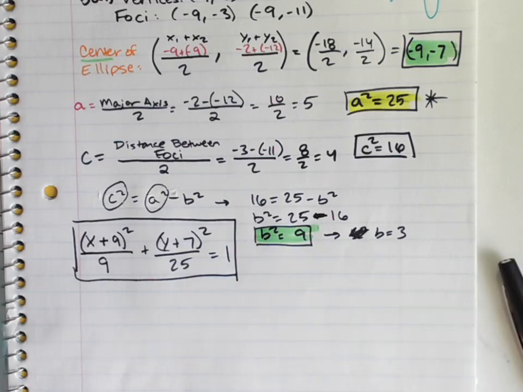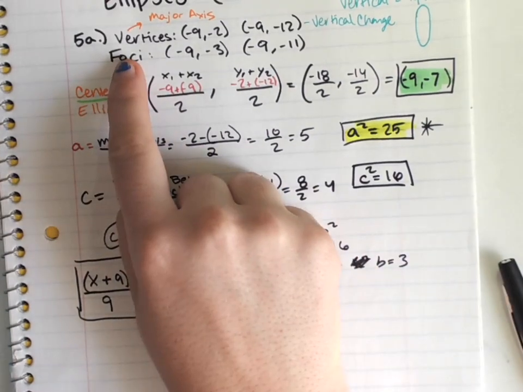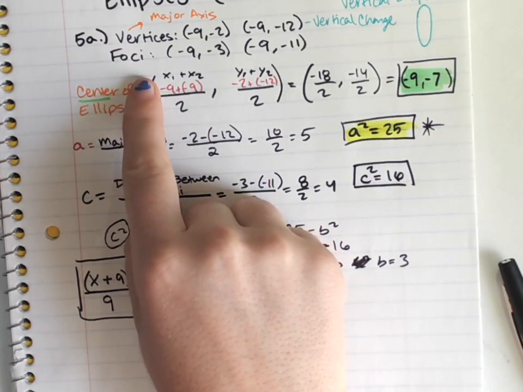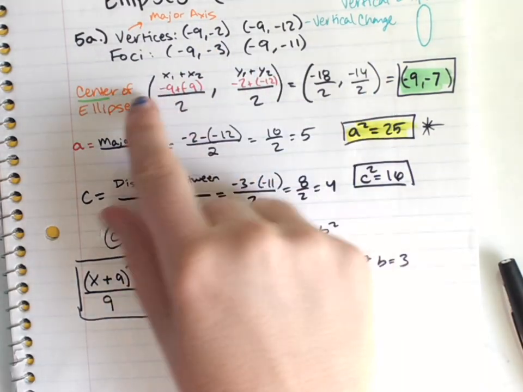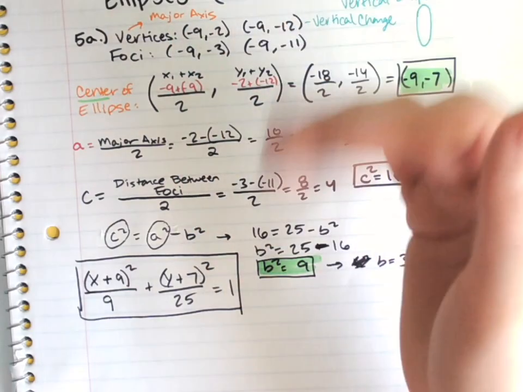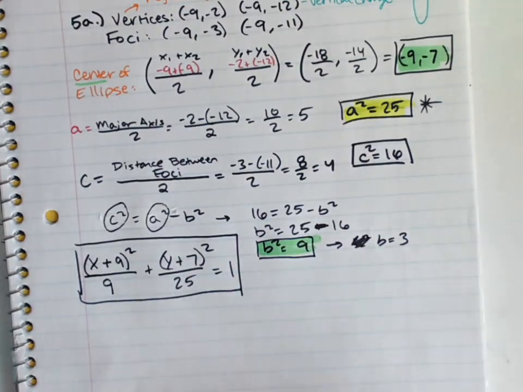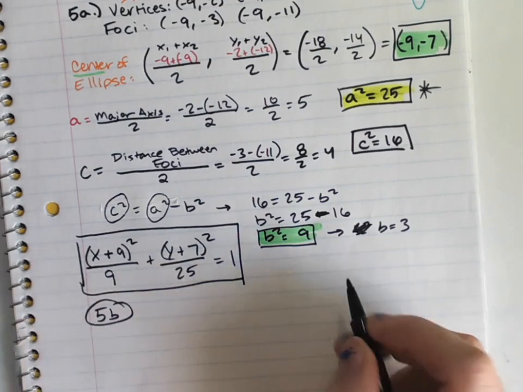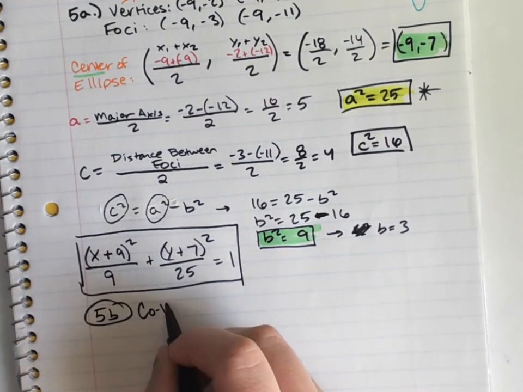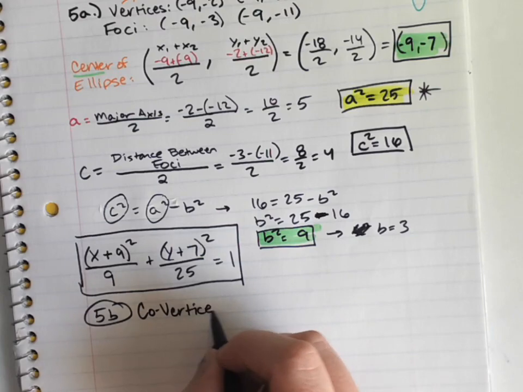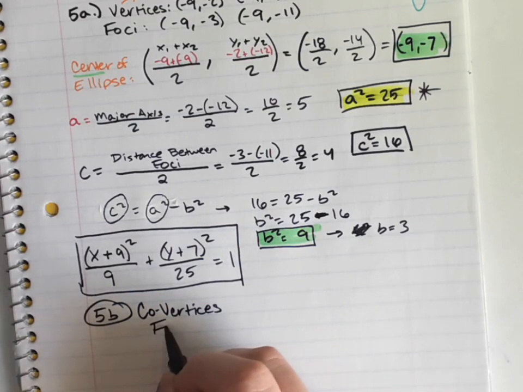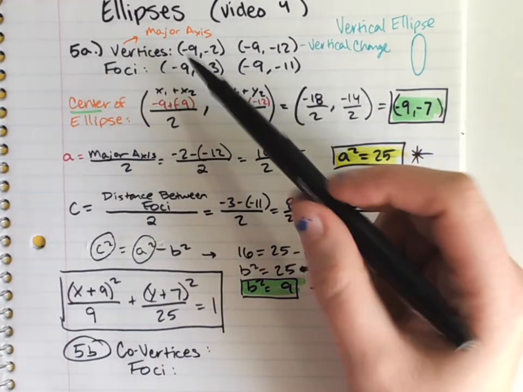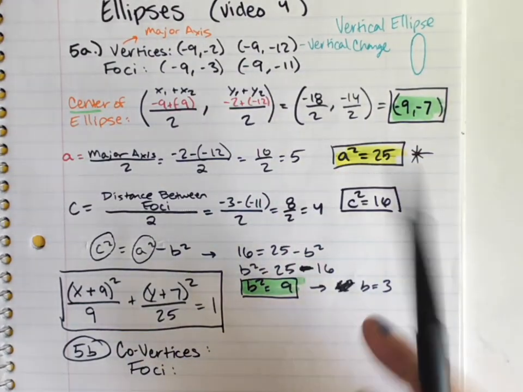Okay, so that was an example if we're giving vertices and foci, and we didn't have the co-vertices. So we're going to do an example now when we're not given the vertices, but we are given the co-vertices. So here's 5b. This one's different because before we were given vertices, now we're given co-vertices.